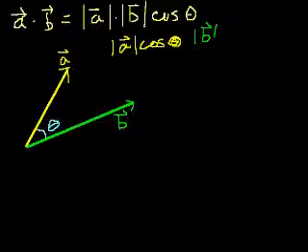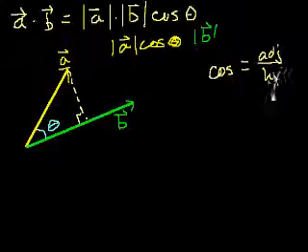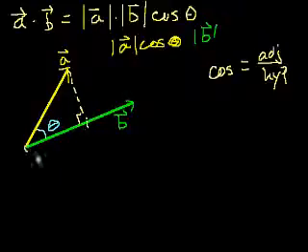Well, let me ask you a question. If I were to drop a right angle right here, perpendicular to B, cosine of theta, SOHCAHTOA: cosine is equal to adjacent over hypotenuse, right? Well, what's the adjacent? It's equal to this. And the hypotenuse is equal to the magnitude of A, right? So let me rewrite that.